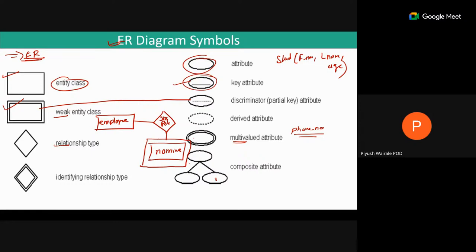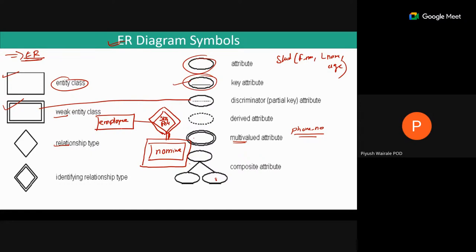And the relationship which is used for identifying this weak entity set is known as the identifying relationship, indicated by a double rectangle, and there must be total participation because every nominee should have an employee, right? This is what we are saying: nominee is dependent on employee because this is a weak entity set, and every nominee should have an employee. So that's how total participation is there.